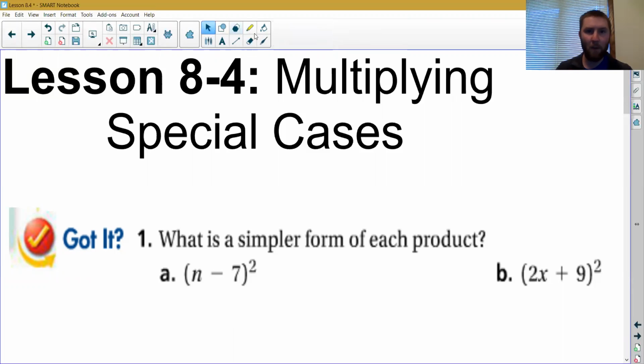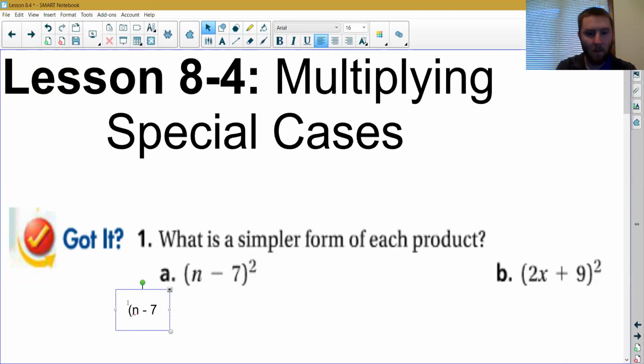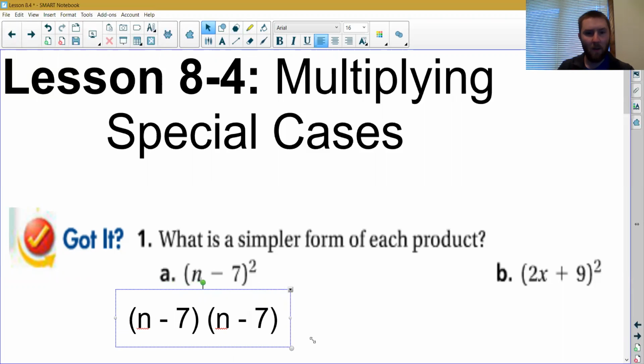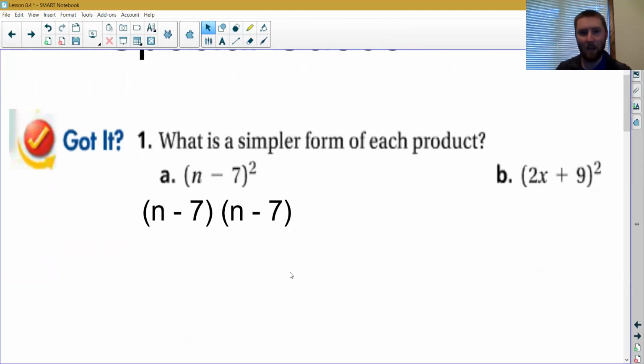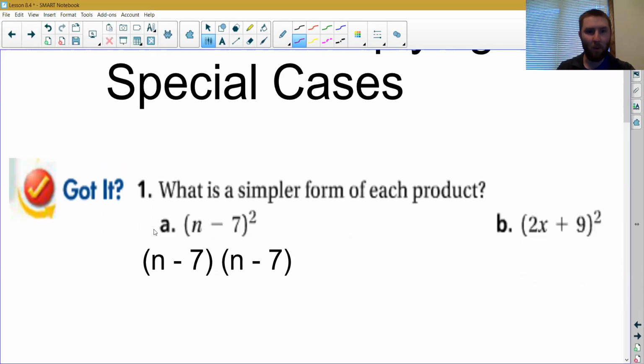And we can see that if we think about this particular example more like this. Right? So here I have n minus 7 being multiplied again by n minus 7. And that's really what this is saying. N minus 7 squared is like taking n minus 7, multiplying it times itself. So if I'm going to do this, this looks a lot like the double distributive property that we were just looking at in our last couple of videos, right? Specifically, the first one from section 8.3.